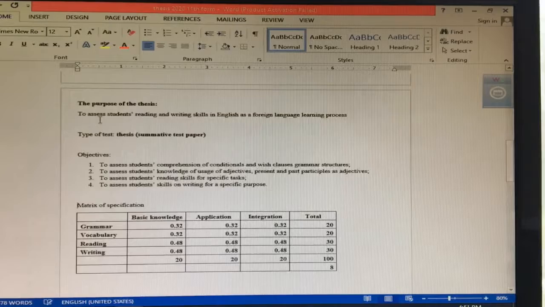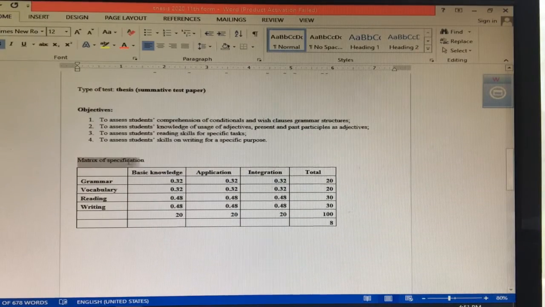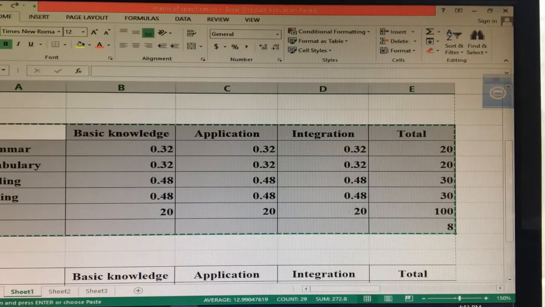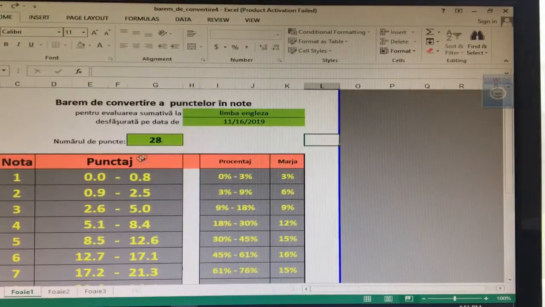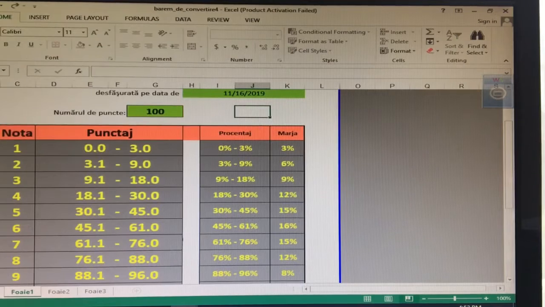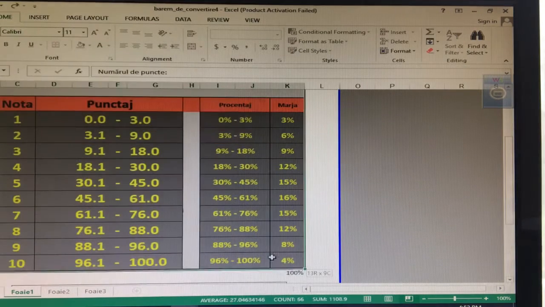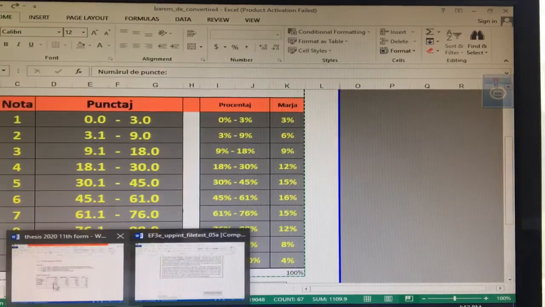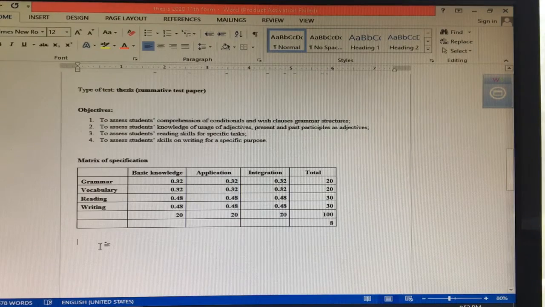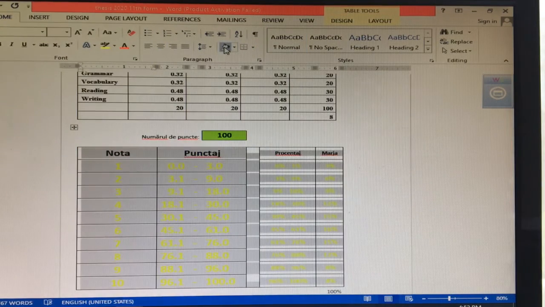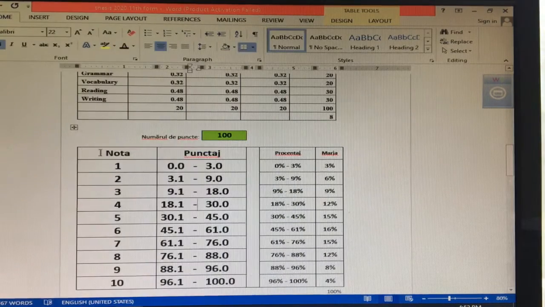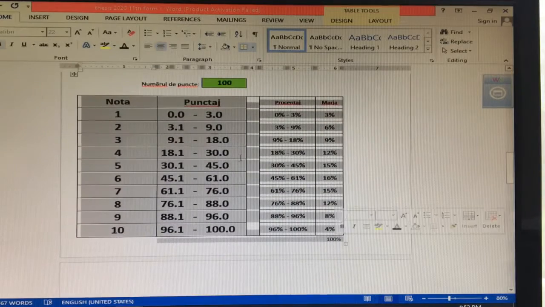Okay, so we have the objectives, the matrix of specification, and of course we have to see the scale. We have to go to the next and see the scale. So I'm going to set it for 100, and this is what I'm going to also put here in the test. So this is what we are going to have. So this is what my students are going to be tested for.